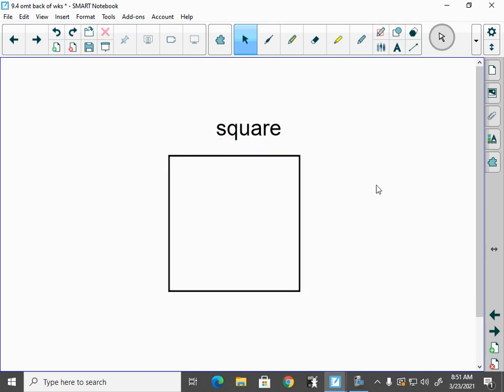So would you agree that a square has a diagonal right here? There are two of them, but really all I care about is one of them. I tell you that every time you have a square and you draw a diagonal, it always makes a 45, 45, 90 triangle. I promise.